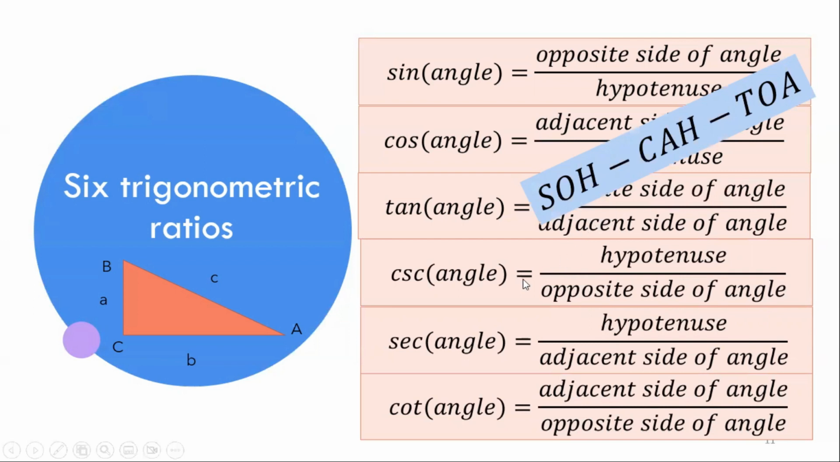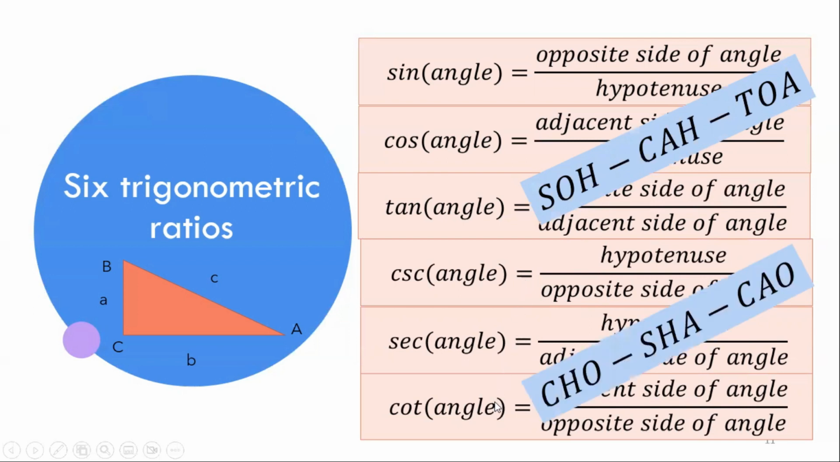For the next three, cosecant, secant, and cotangent, we have CHOSHAKAO. So it sounds like Chinese. CHO means cosecant, hypotenuse over opposite side. SHA is secant, hypotenuse over adjacent side. And KAO is cotangent, adjacent side over opposite side.